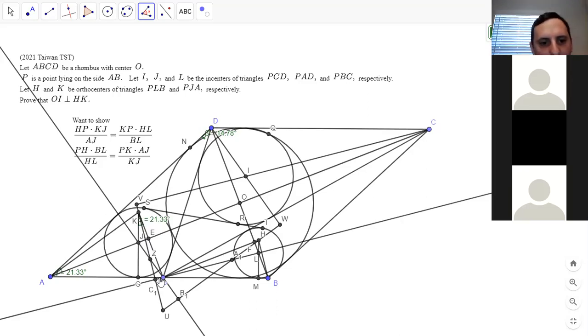I could prove it. So let me say it. HB over HL is equal to sine PLH over sine LCB. Okay. So we have that angle LPH is equal to angle LBH is equal to angle OCI, and OCI is equal to BCL. Yeah.